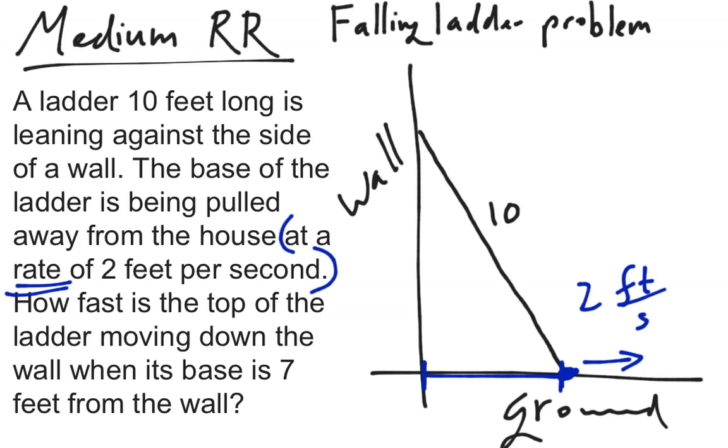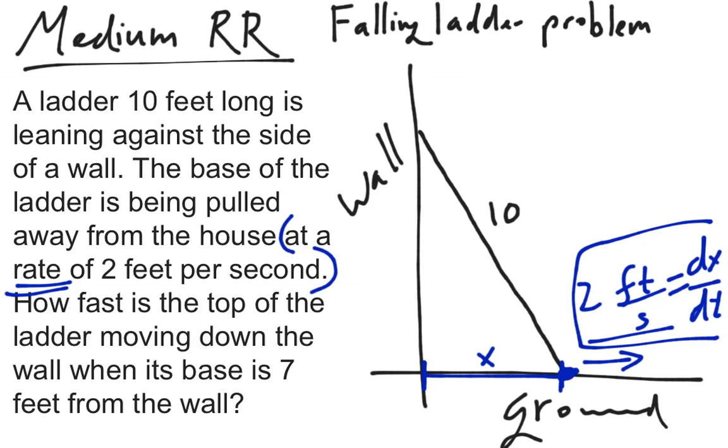Let's call this length x. And if x is increasing at 2 feet per second, that means that the rate of change of x is 2 feet per second, and the rate of change of x with respect to time is dx/dt. Therefore, 2 feet per second is dx/dt in nice mathy terms.